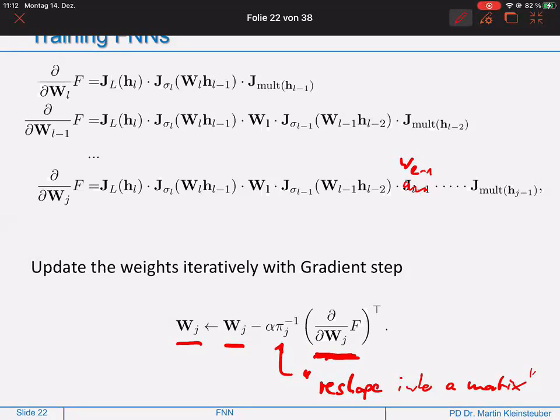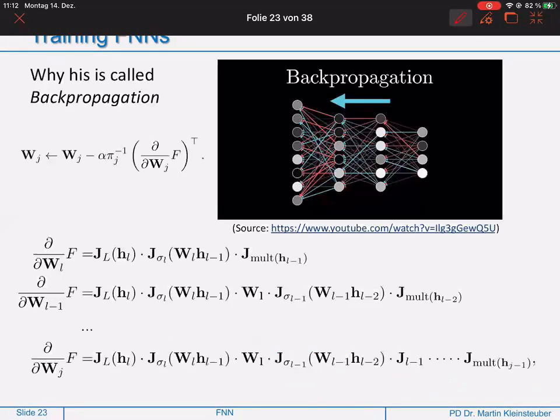Then we have iterative updates, and the reason why this is called backpropagation is due to the following. If we look at this net here, in that picture, this here is our input layer, and this here is the output.